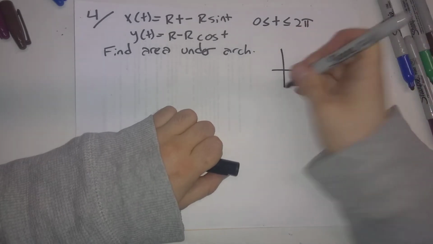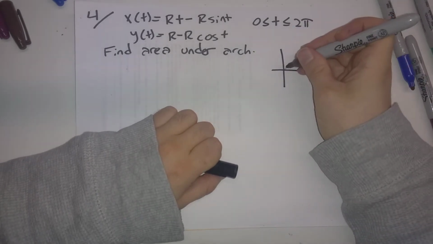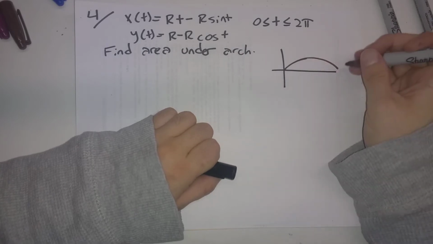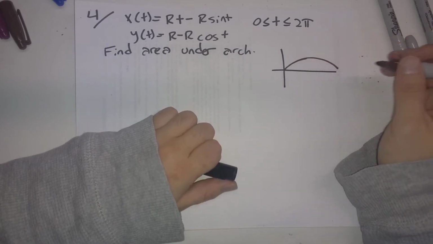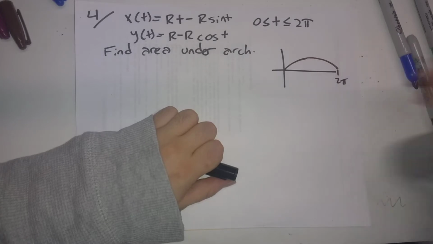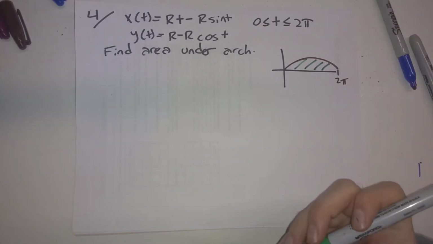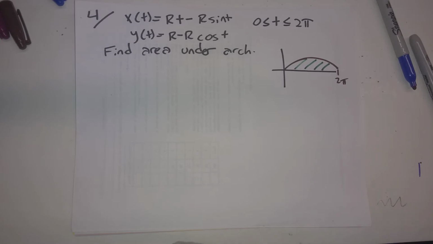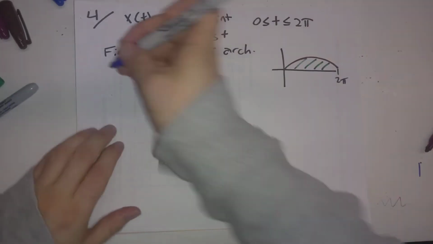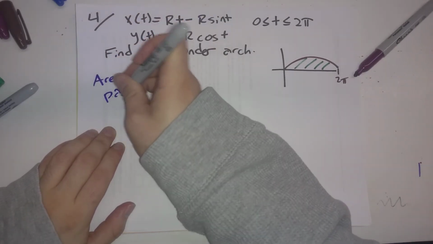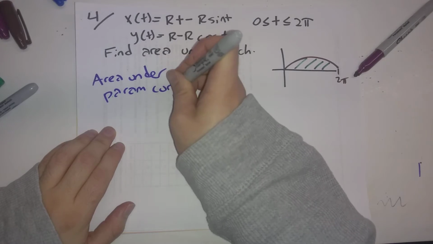So we have, this is what one arch of our cycloid is going to look like, and over here would be 2 pi, so the area in question, this is what we're trying to find here. And so for this problem, we need to use the formula for area under a parametric curve.